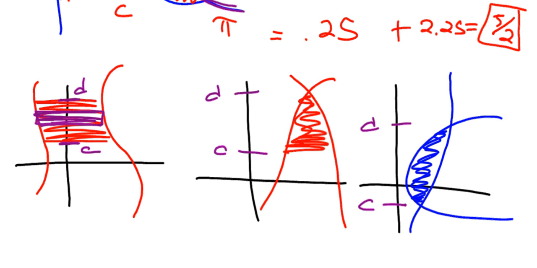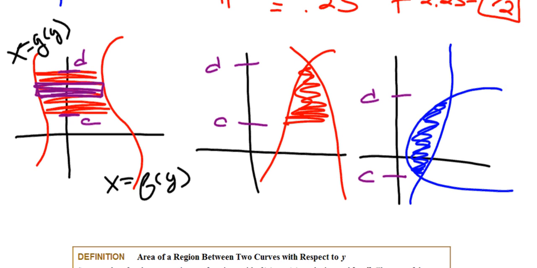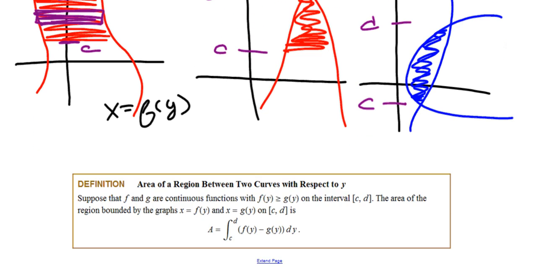So what I have here, we'll call this function f of y, where x equals this function, and this one to the left, we'll call it x equals g of y. And in this case, I'm going to still do my subtraction between the two functions, but I'm going to always be doing right minus left. So we call this in terms of y, or with respect to y.